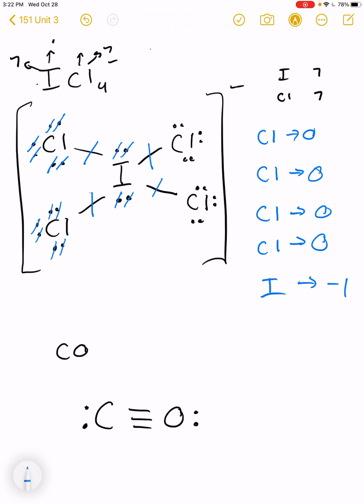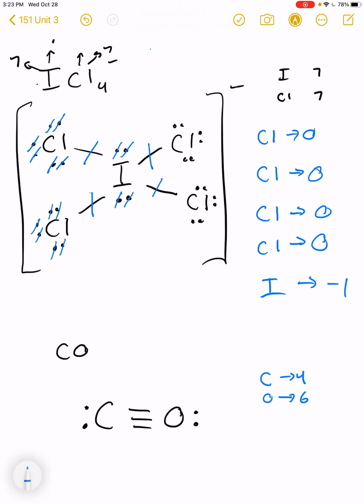Now, let's go ahead and do carbon monoxide next. Here is a correct dot structure for CO, carbon monoxide. Carbon, remember, has 4 valence electrons, and oxygen has 6 valence electrons. And you can get that from the electron configuration or from their group number in the periodic table.